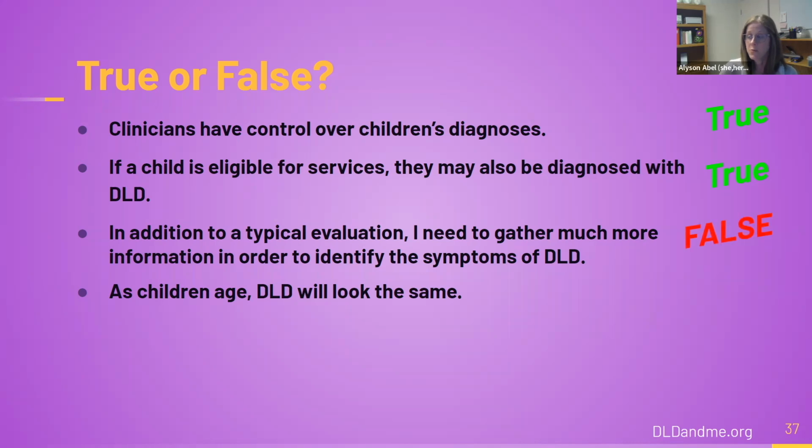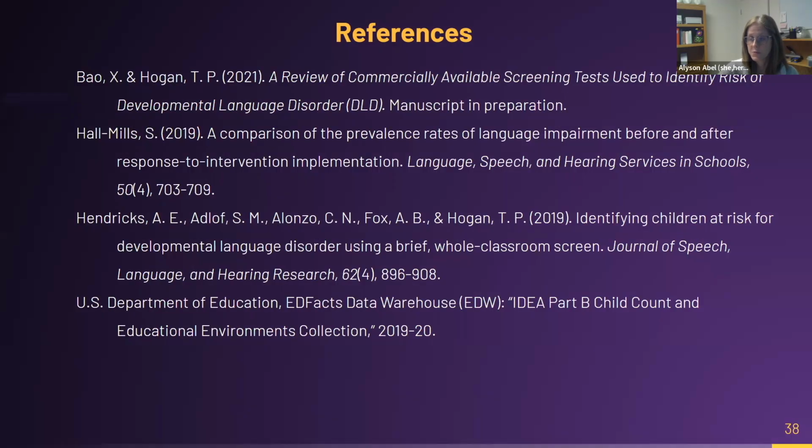You already collect so much information for eligibility purposes that you already have a lot of what you need available to you. Looking more in depth at the data that you have and adding a few pieces of data will help you move toward identifying DLD. And the last statement, as children age, DLD will look the same. Also false. As children grow and their language use and the language demands change, their linguistic strengths and weaknesses will also change. In the next module, you will learn how you can use the term DLD to advocate for individuals with DLD. And here are some resources from this module.